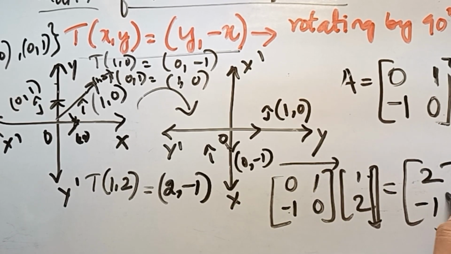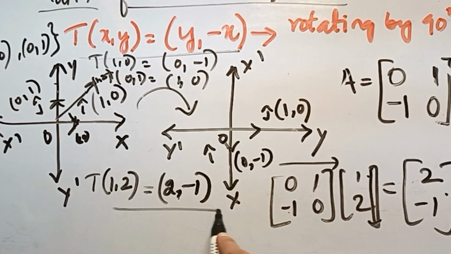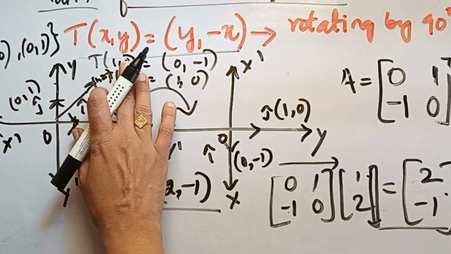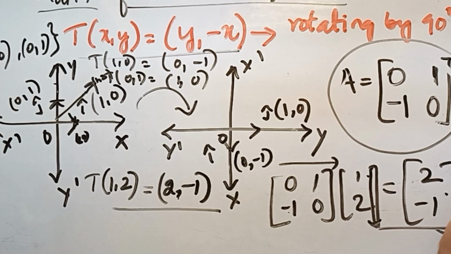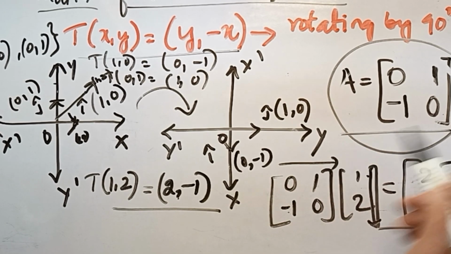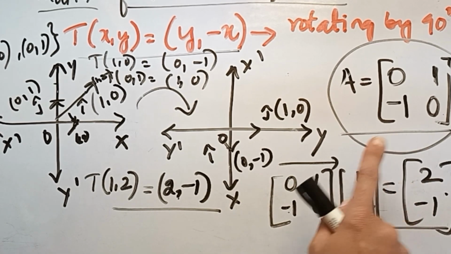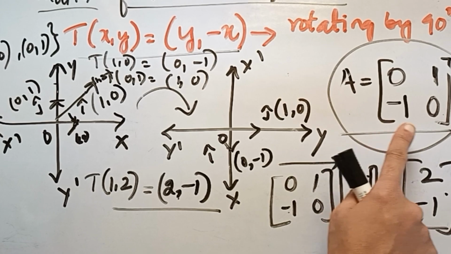See, same vector you got. Here also it is going to 2 comma minus 1. In this case also going to 2 comma minus 1. So instead of referring to the transformation in the algebraic form, I can use this matrix of transformation and I can get where the vector lands just by multiplying that vector by this matrix of the transformation. So that is called as matrix of linear transformation.